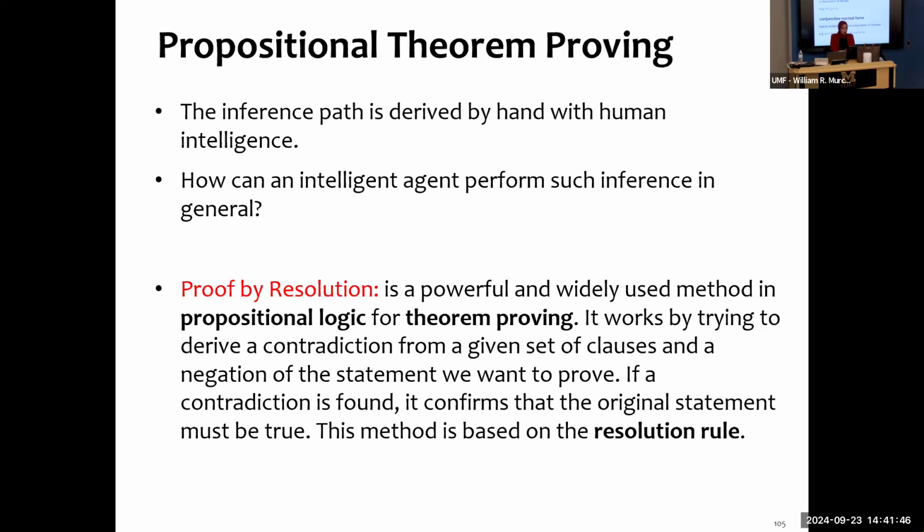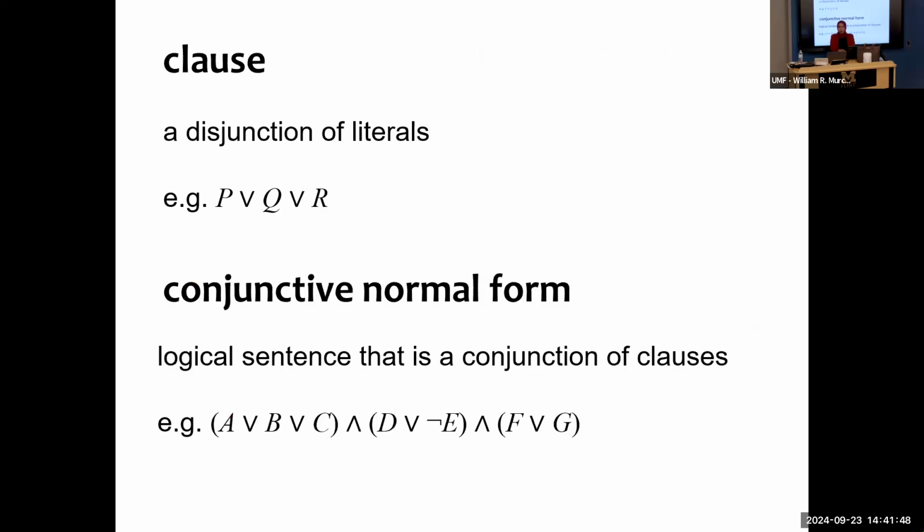Now, in order to do so, we went through very basic definitions of a clause and of conjunctive normal form, which is the CNF form. We said that the CNF is just a logical sentence that is a conjunction of clauses, like a set of boxes, such as A or B or C, where we have the or, and these boxes are connected, or conjuncted, via the and symbol.